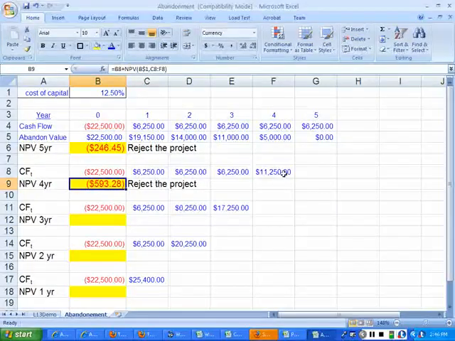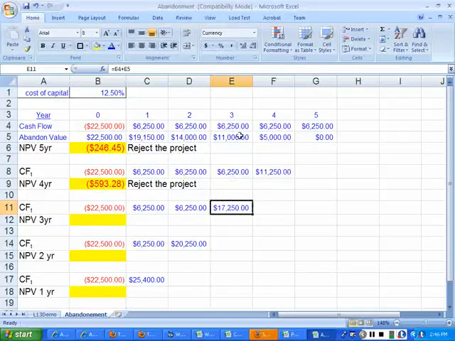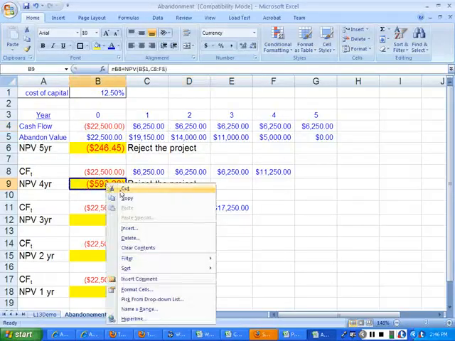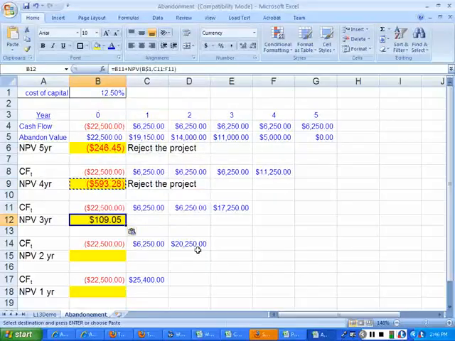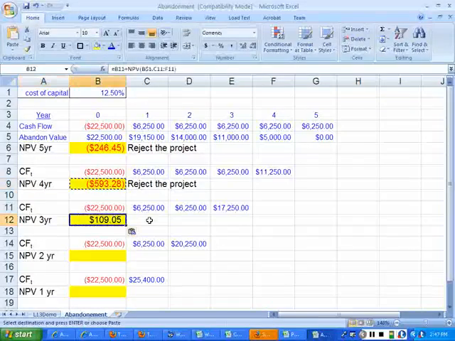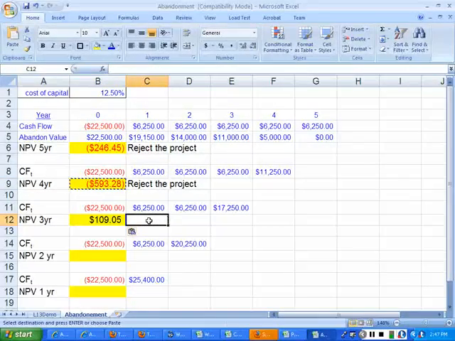However, as we work our way down here, and we keep adding in the abandonment value to it by stopping at a particular point in time, what you're going to find is that when we look at the 3-year project, suddenly we find a project that we would accept. So while we would have rejected here, we're going to suddenly say, this is an acceptable project.